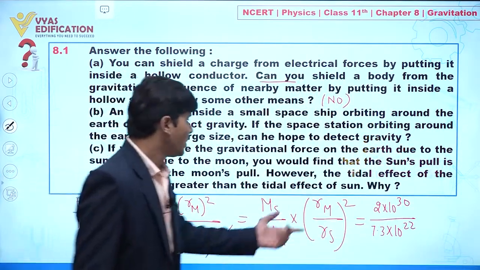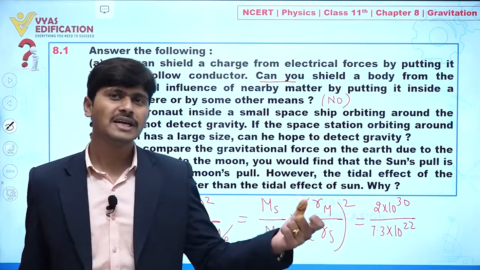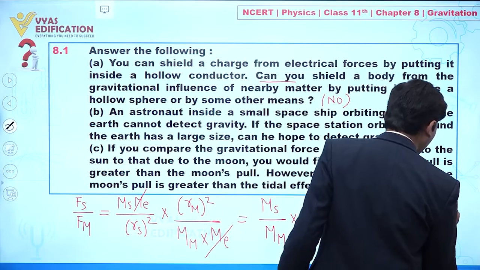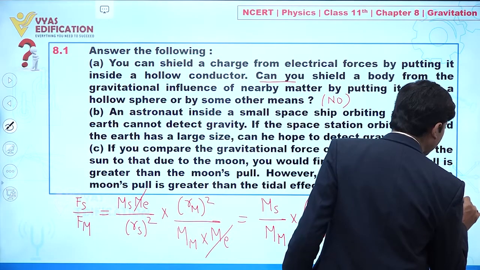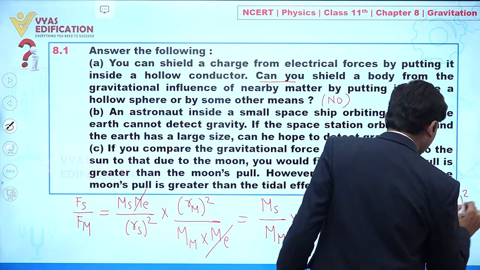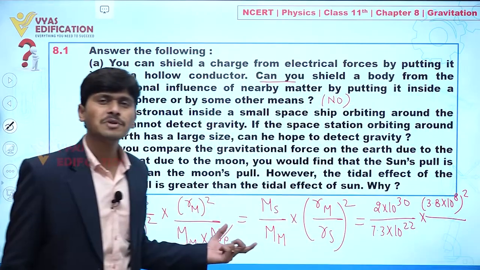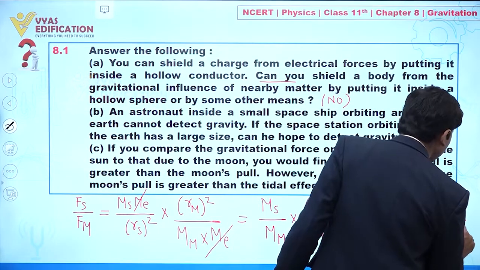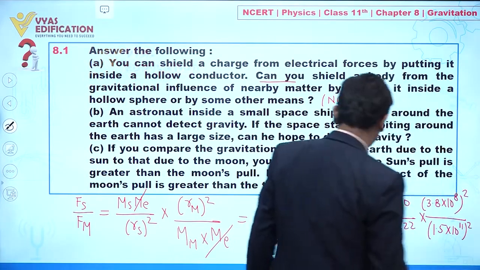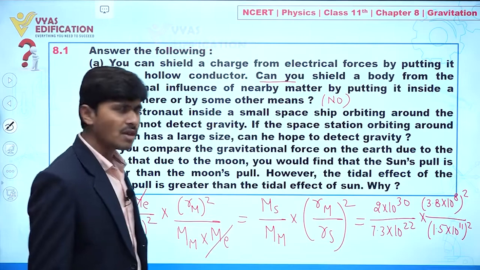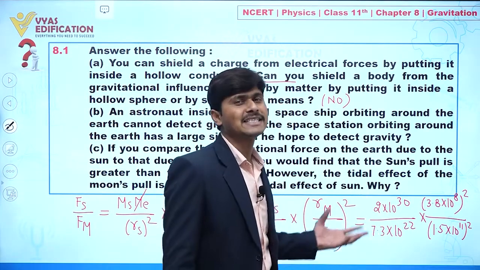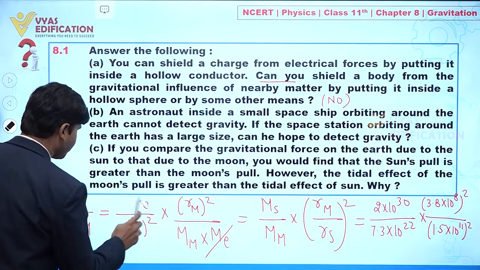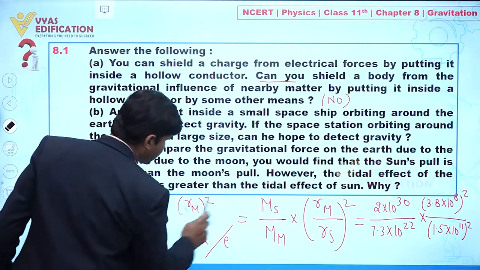Clear? Now if we talk about the distance between the Moon and Earth, we have 3.8 into 10 to the power 8 meters. Clear? And squared, divided by the distance between the Sun and Earth, which is given to you as 1.5 into 10 to the power 11, whole squared. Clear to you? Now we do not need an exact calculation here. So we can do an approximate calculation.